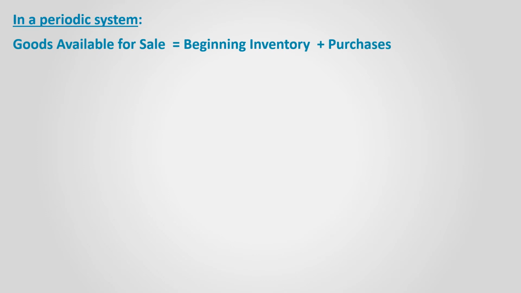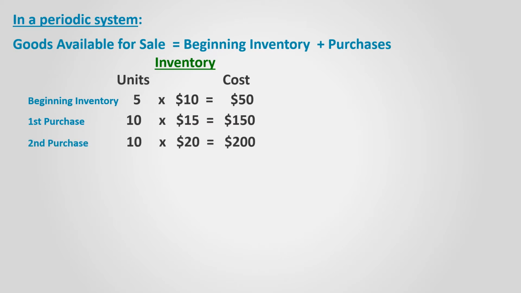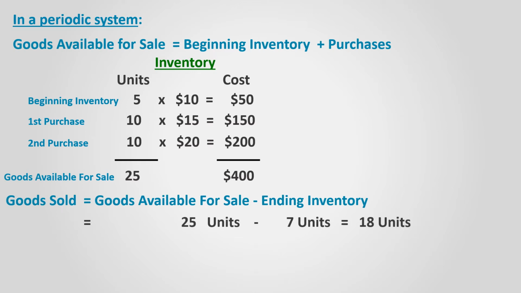Let's calculate the goods available for sale to derive the goods sold. The goods available for sale is equal to the beginning inventory plus purchases. In our example, the beginning inventory is worth $50. The first purchase is $150 and the second purchase is $200. The total number of units available for sale is 25 units and their value is $400. Since the ending inventory is 7 units, we can derive the goods sold by subtracting the ending inventory from the goods available for sale. It is equal to 25 units minus 7 units, which is equal to 18 units. So the business sold 18 units.